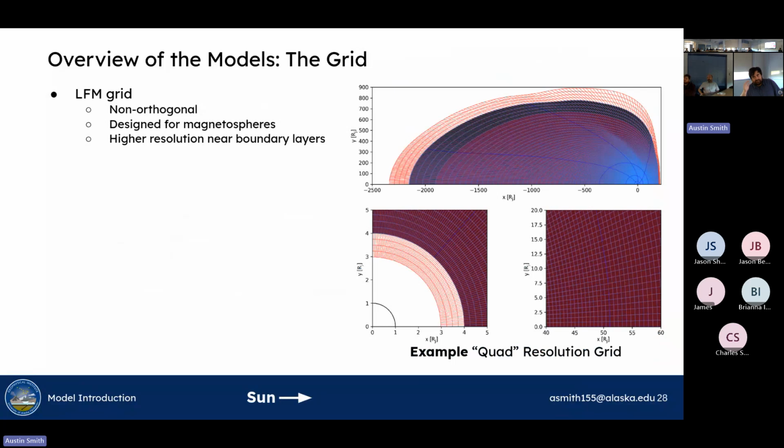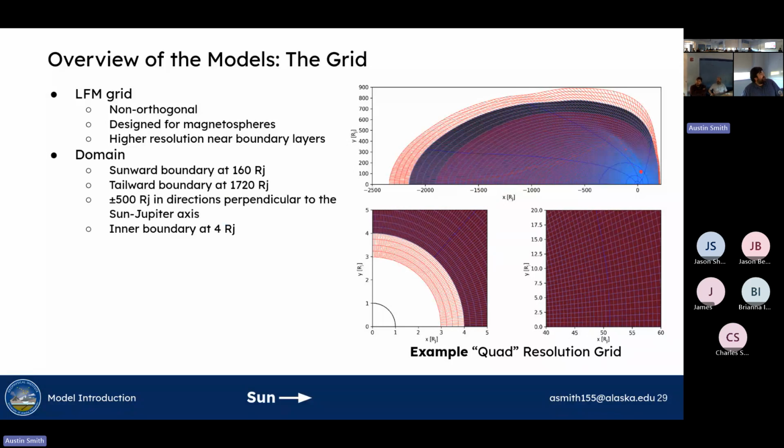Now, the grid. I've spent a lot of time playing with the grid for Jupiter because there is some grid sensitivity. This here is an example of a quad scale grid. If people are familiar with MAGE, there are different levels of resolution. And this is a non-orthogonal grid designed for magnetospheres. So you can see here there's some higher resolution near where boundary layers are formed.